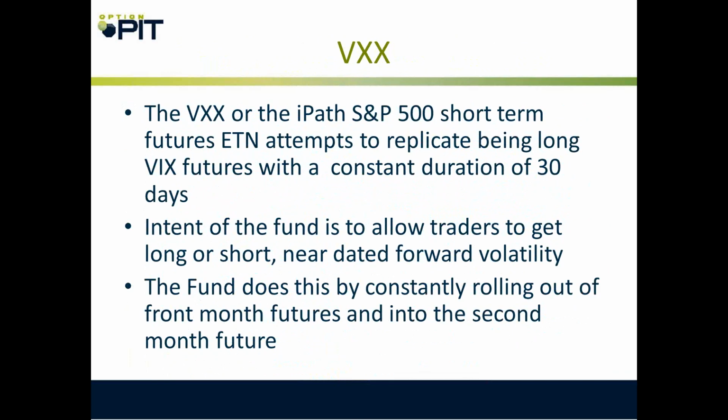VXX is the iPath short-term S&P 500 VIX futures ETN. It attempts to replicate being long a VIX future with a constant maturity of 30 days. Constant maturity makes sense, right? VIX has a 30-day horizon. Why wouldn't you want a future with a constant maturity of 30 days? The intent of the fund is to allow traders to get a short-term view of near-dated volatility, a near-term view of a 30-day VIX future. The fund does this by rolling out of the front month and into the second month.